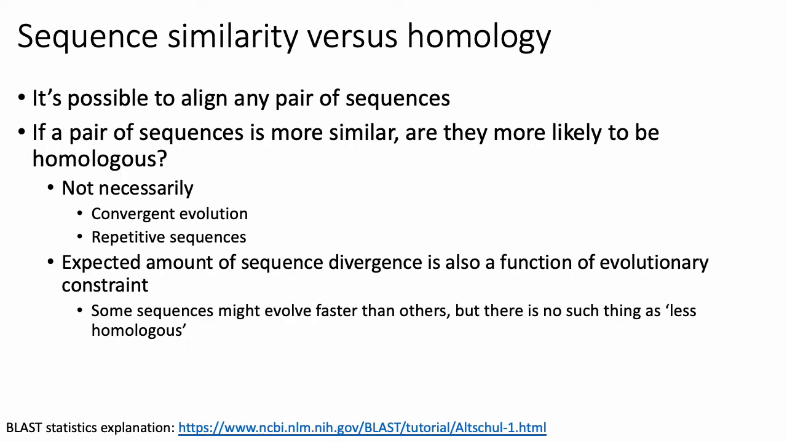Earlier in the lecture, I mentioned that one use case of sequence alignments is to identify evolutionary relationships between sequences. For example, you might align the human and the mouse genome in order to identify homologous regions between these two genomes. A question that often gets asked is, if a pair of sequences achieves a higher and higher alignment score, does that make them more likely to be homologous? The answer is not necessarily, because of processes like convergent evolution.